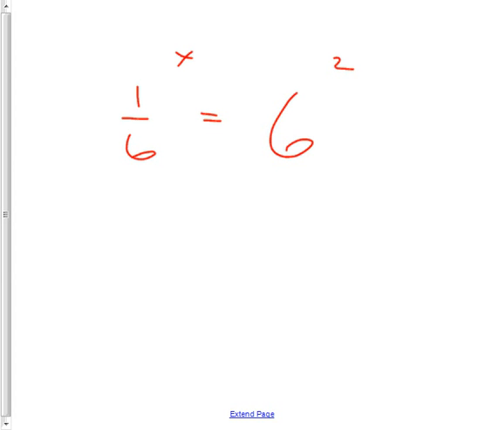All right. So what do that 1/6 and that 6 have in common for a base? They could have a 6 for a base. They don't have a 6 for a base right now, but I could take this 1/6 and move that 1. Here, I'm going to write it in there.